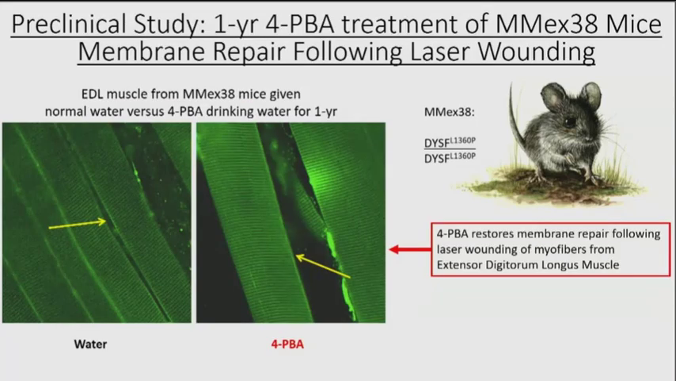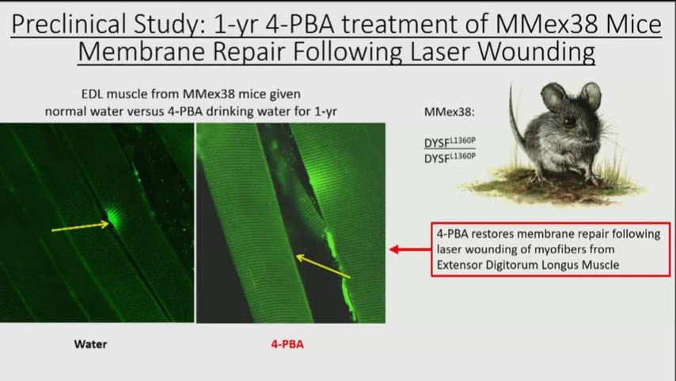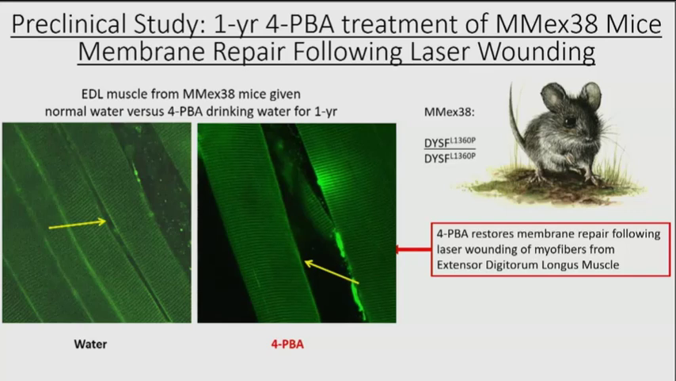Okay. When we look at membrane repair, we explant muscle and shoot it with a laser beam to create a wound, and we track a dye that's otherwise membrane impermeant. So if you don't have damage, it doesn't go in. When you create damage, it does. This is what happens in MEX38 mice that are just given water. We laser wound, and you can see that the dye goes in and it doesn't get occluded. These are MEX38 mice that have been drinking 4-PBA for a year. You can see the damage, you see that photo bleaching, but it reseals instantly.